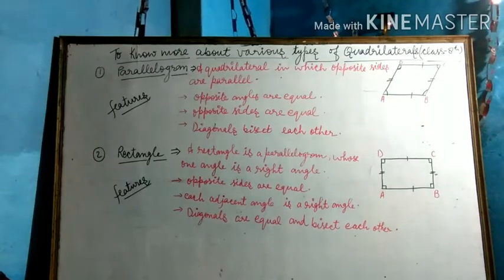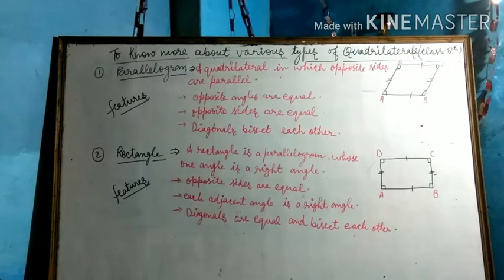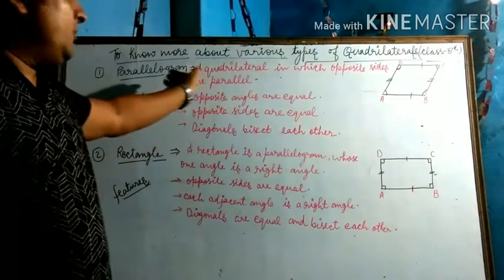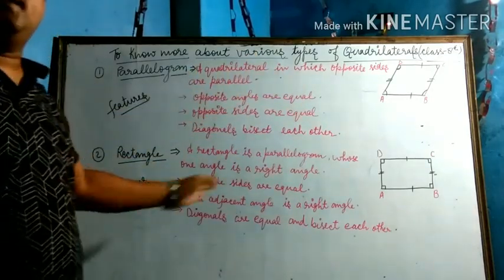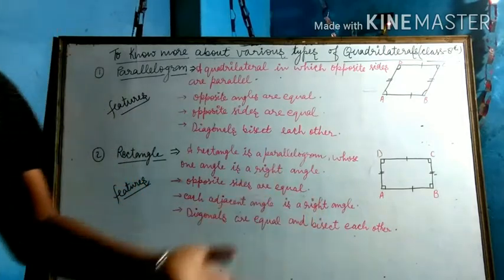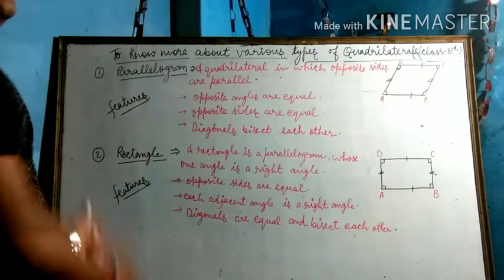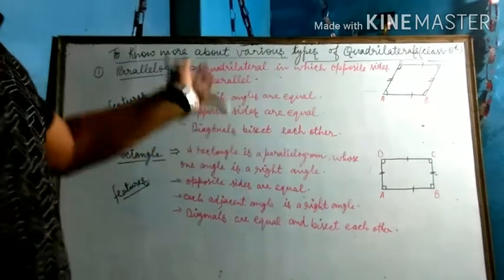Hello class 8. Today we are going to discuss the various types of quadrilaterals. There are many types: parallelogram, rectangle, square, kite, rhombus, isosceles, trapezium. We will discuss them in detail. Firstly, there are two mentioned on the board and you are watching them.